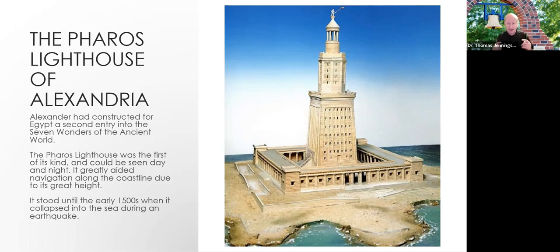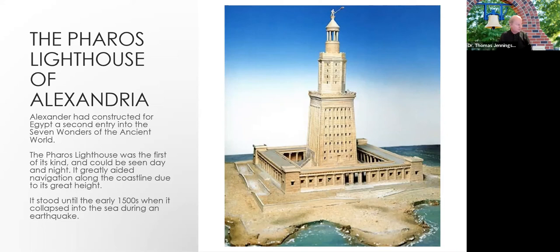But what people forget is, because it was just a great big giant burning bonfire at the top, this was about 300 feet tall, you could see the smoke for hundreds of miles. So if you were on the Mediterranean in the daytime, it was super easy to navigate to Alexandria. Just aim for the smoke. You didn't even know how to sail. Just aim for the smoke and you'd get there.